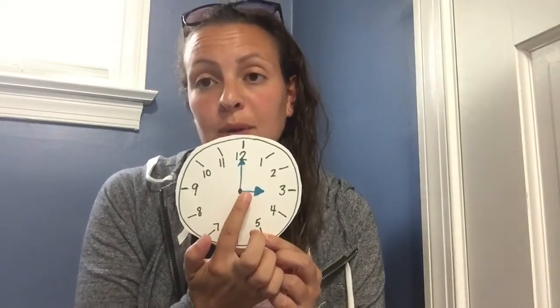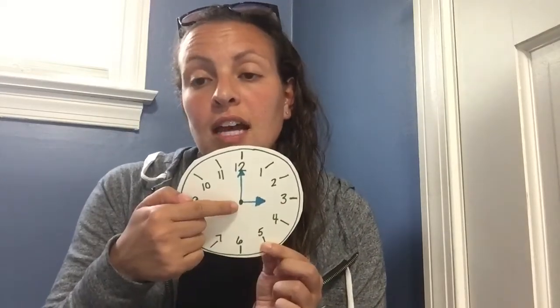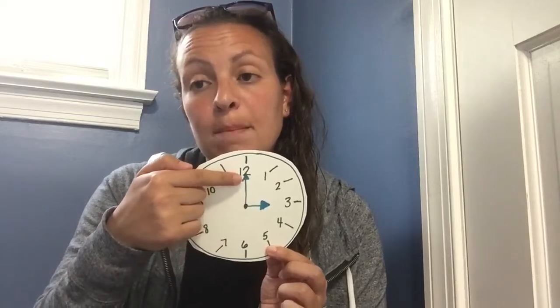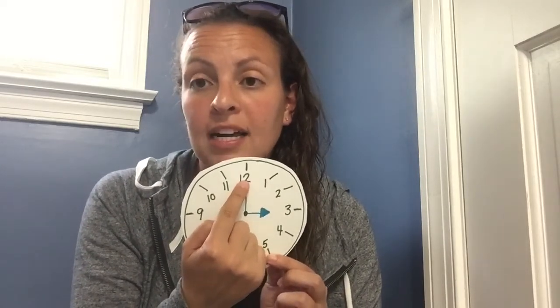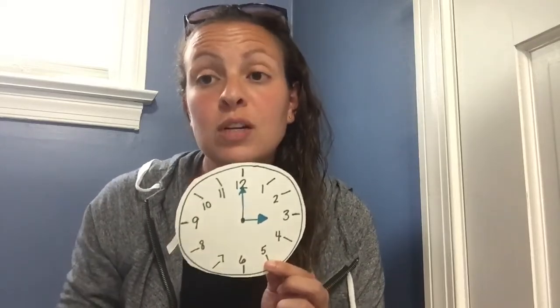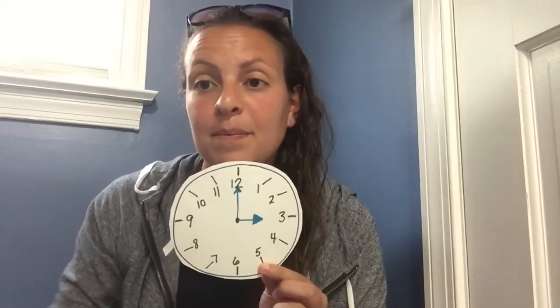So if we look at this clock right here, the short hand, which is the hour hand, is pointing to the 3. So that means it's 3 o'clock. Now looking at the long hand, this is our minute hand. When that long hand is pointing to the 12, that means 0 minutes have gone by. So that means it's 3 o'clock with no minutes. So you can just say it's 3 o'clock.